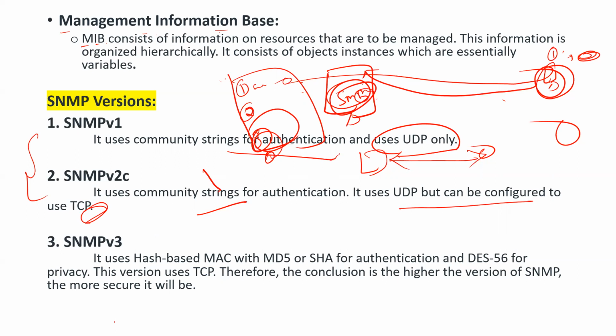And we have version 3 also. The community string mentioned in version 1 and version 2 is plain text. ABC means ABC only, it won't be encrypted. But in SNMP version 3, if you type ABC as a community string, it will be converted to some other language which can't be understood by humans. So that is about SNMP version 1, version 2, and version 3.